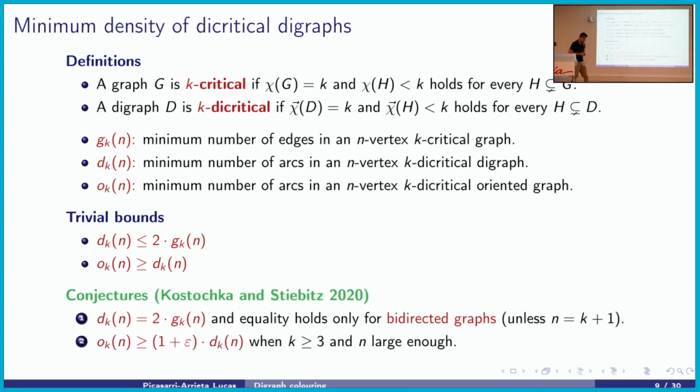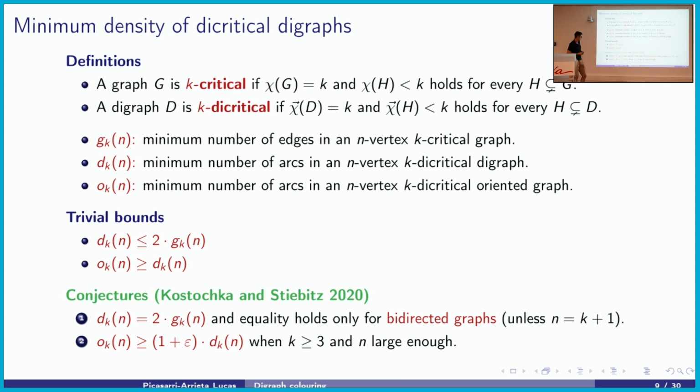And Kostochka and Stiebitz introduced the study of the functions d_k and o_k, and they made mainly two conjectures on this topic related to these two easy inequalities. The first one is that, in fact, there should be equality between d_k of n and twice g_k of n. And moreover, they conjecture that the sparsest k-dicritical digraphs must be bidirected. So these must be exactly the dicritical digraphs obtained from sparse critical graphs by replacing the edges by digons.